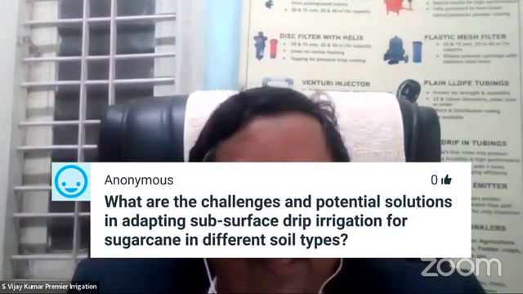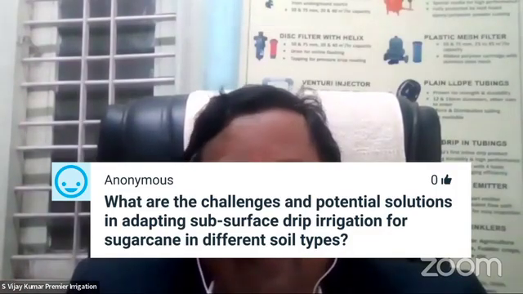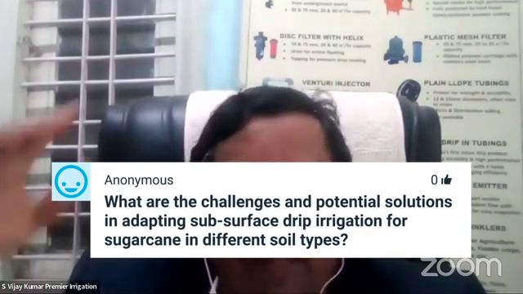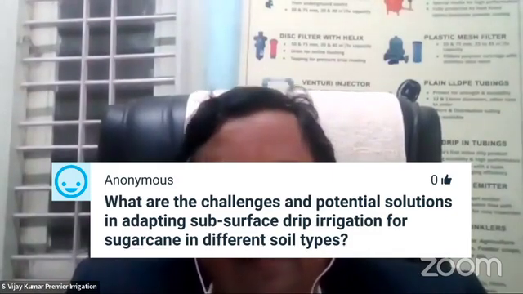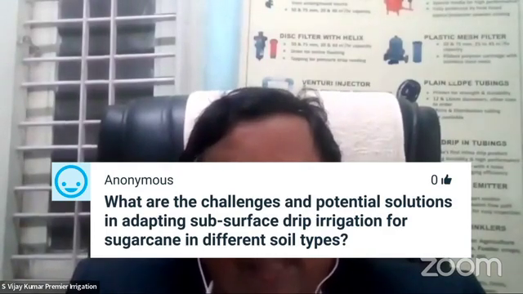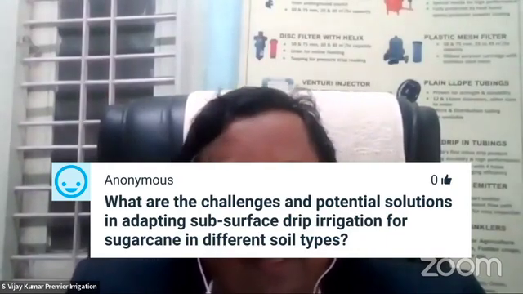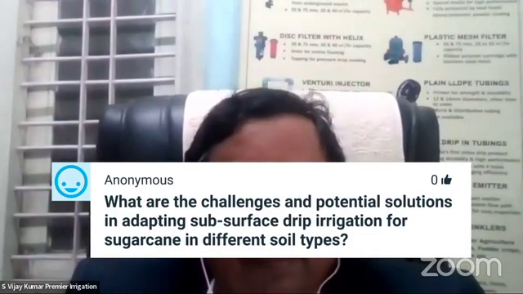That is number one. And since this is buried below the soil, the drip line needs to be slightly on the thicker side, because you're going to have soil overburden. This is one thing you will have to take care of. And in that, we at Premier Irrigation will be very happy to guide the farmer. And there is a separate booklet. And if you visit our website, you will get all the information. Particularly, there is a full chapter dedicated to subsurface drip irrigation.